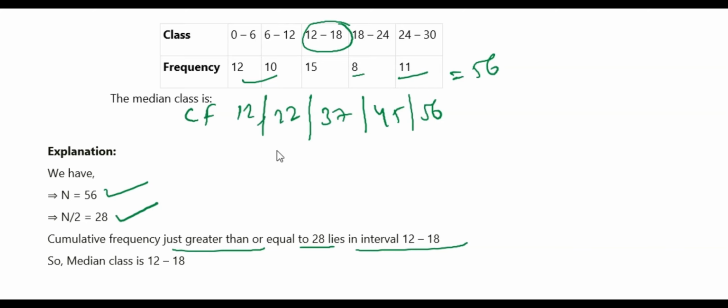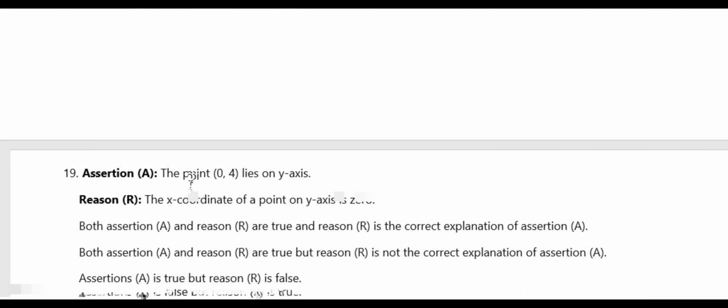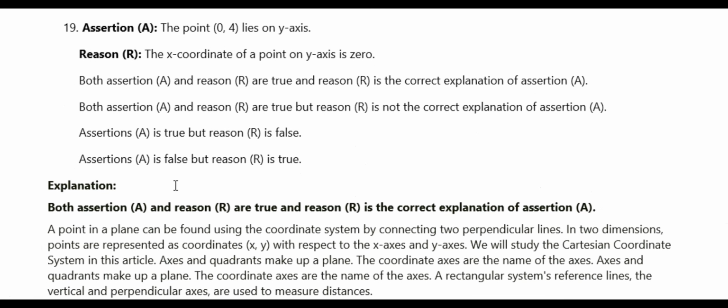If you are choosing the median class of the given frequency distribution, you must find the cumulative frequency, then you are able to choose the median class. It is very easy, but you have to keep in mind that first of all you will find the cumulative frequencies.